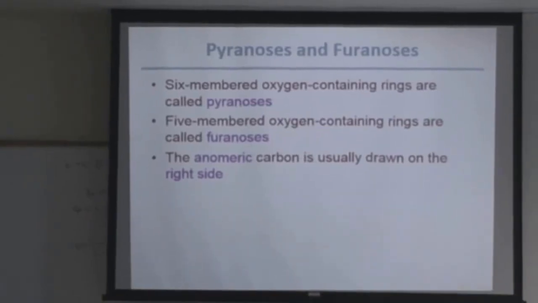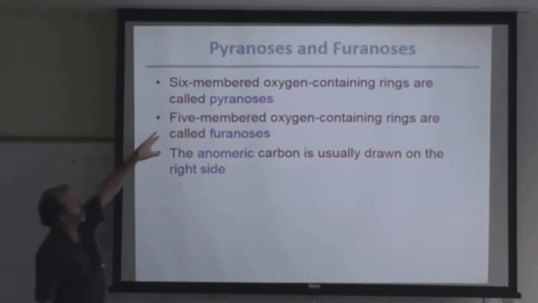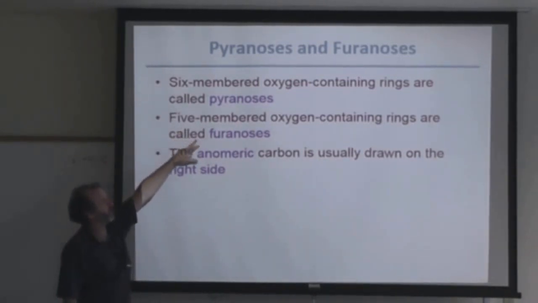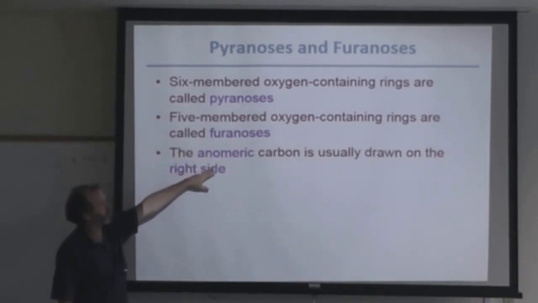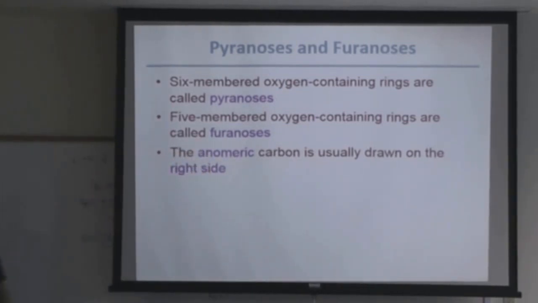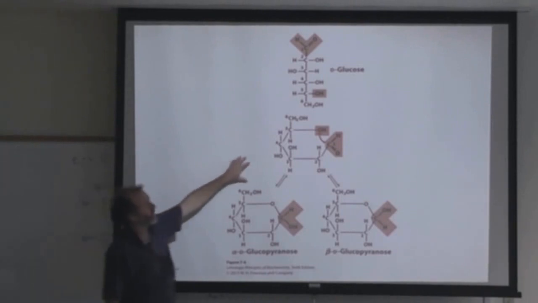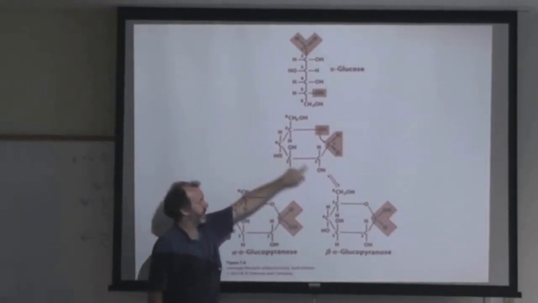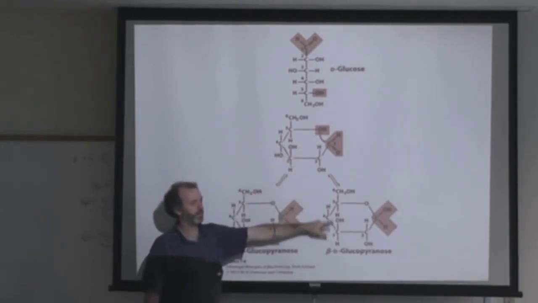So, pyranoses and furanoses. Six-membered oxygen-containing rings are called pyranoses. Five-membered oxygen-containing rings are called furanoses. The anomeric carbon is usually drawn on the right side. And just to show you something, anytime you have glucose in solution, it transitions back and forth between these structures regularly.